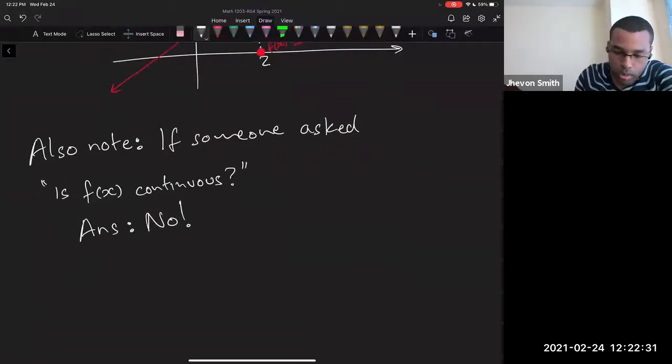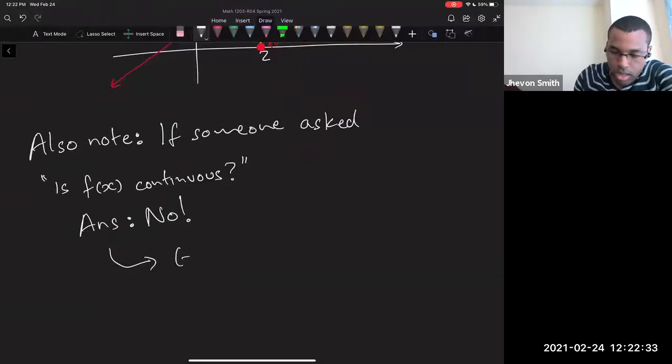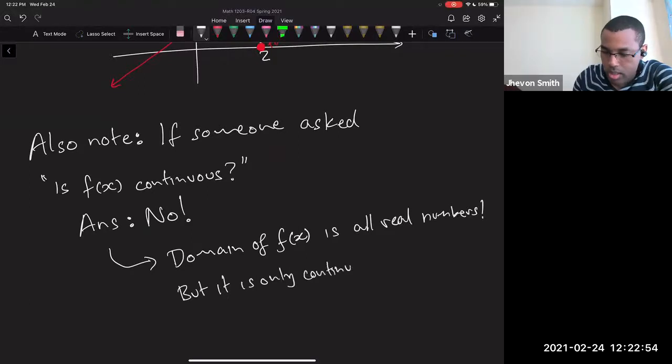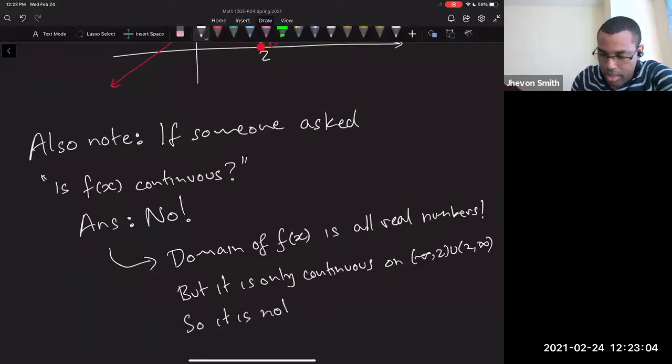How do I know? Because the domain of the function is all real numbers, but it is only continuous on negative infinity to 2 and 2 to infinity. So it is not continuous on its domain.